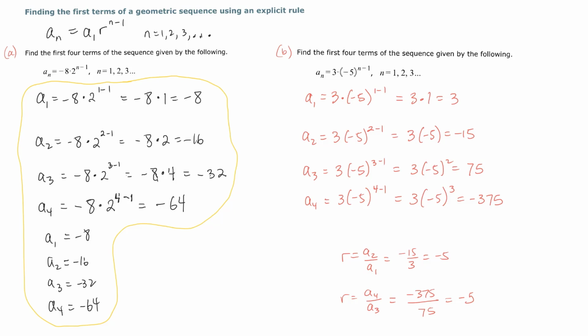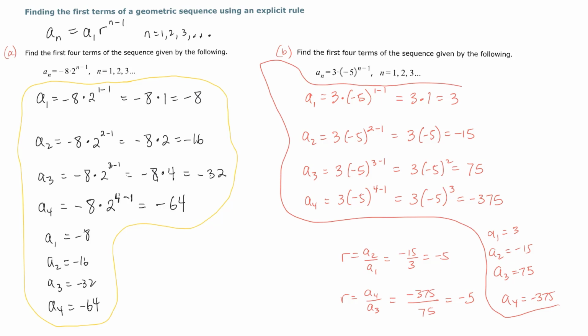Oh, I forgot to summarize my numbers. I apologize. Let's summarize our numbers. A sub 1 is 3. A sub 2 is negative 15. A sub 3 is 75. And a sub 4 is equal to negative 375. The checking was just for my amusement. And so, there you go.